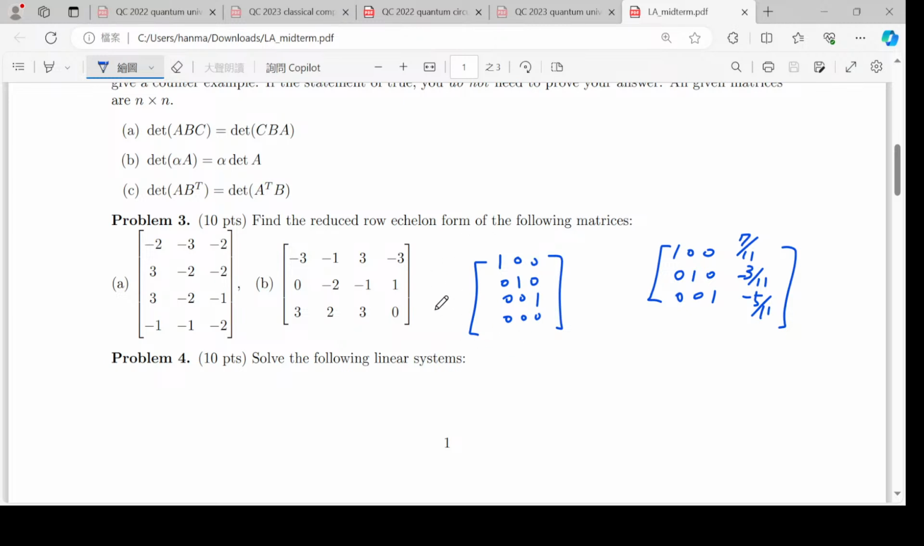And these are the answers to the reduced row echelon form. I think the only conceptual problem here is that a few people are confusing reduced row echelon form and row echelon form. Reduced row echelon form means whenever you have a 1, then all the others in the same column must be zeros. So you need to have 0 here, etc. So you need to go to reduced row echelon form.